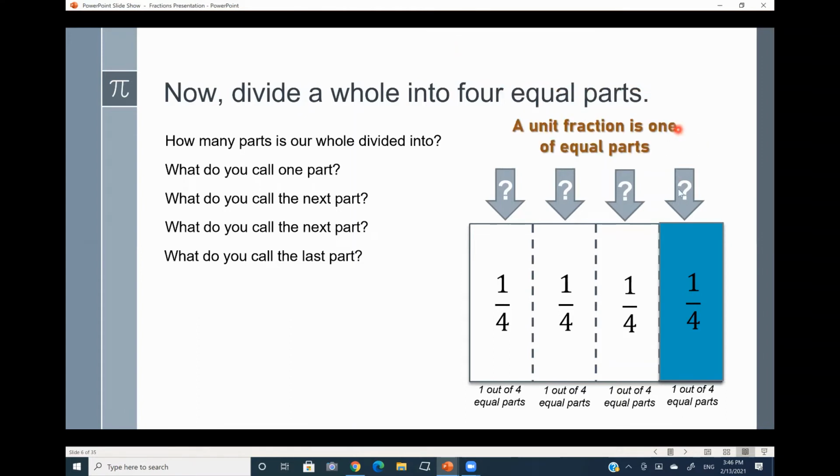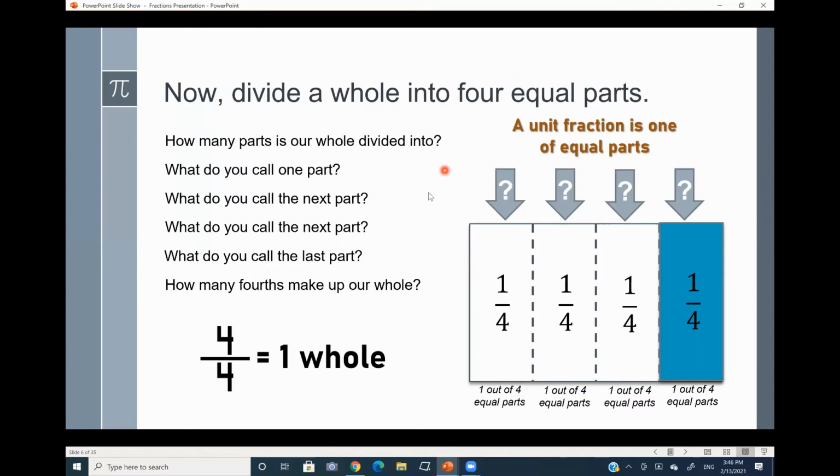So we call each of these parts a unit fraction because all of them are one piece and they are equal. So how many fourths make up our whole? Well, we need 4 unit fractions or 4/4 to make one whole. So all of them together are going to make the whole.